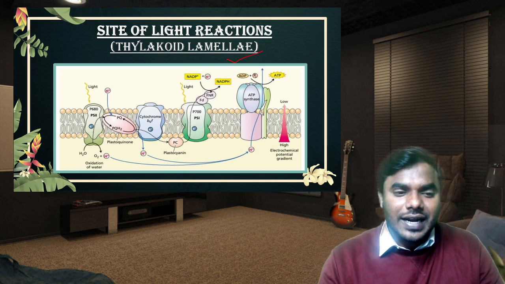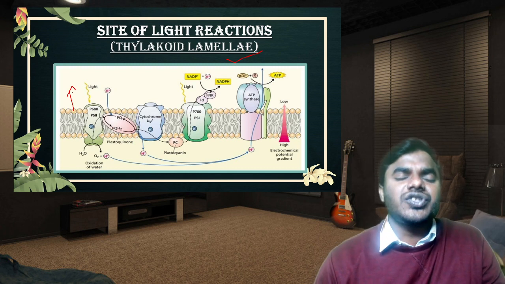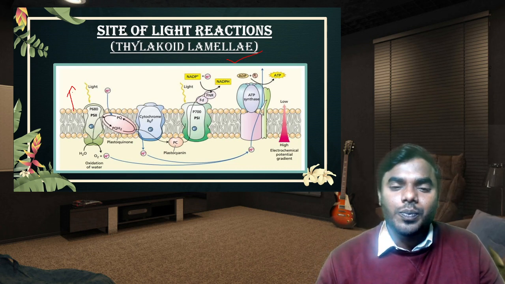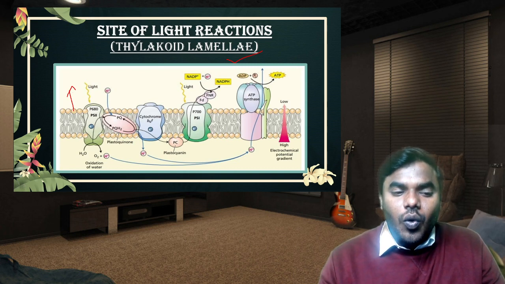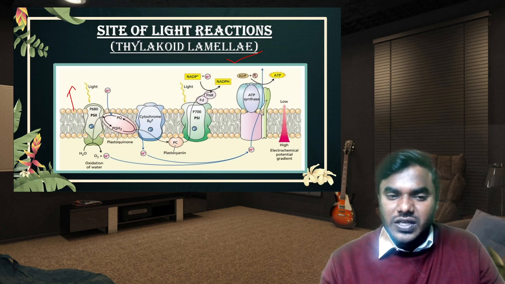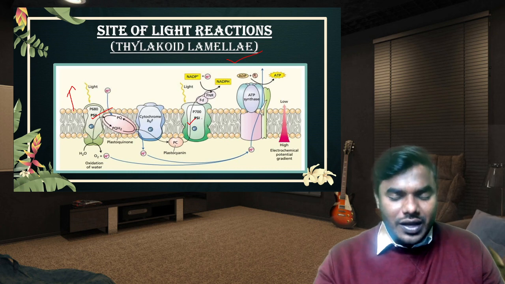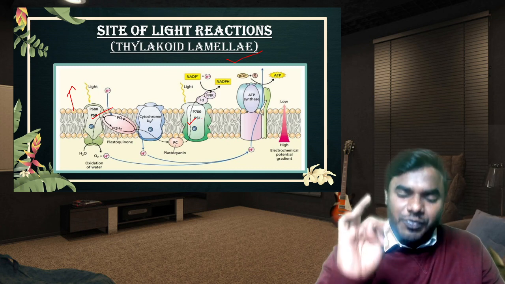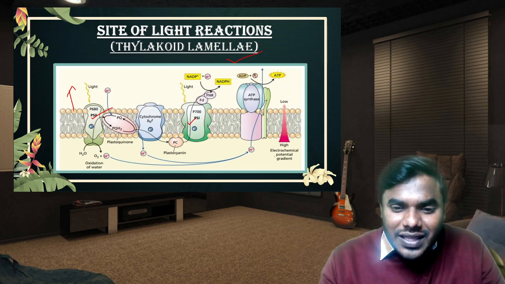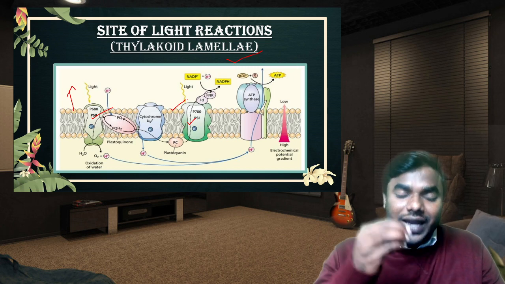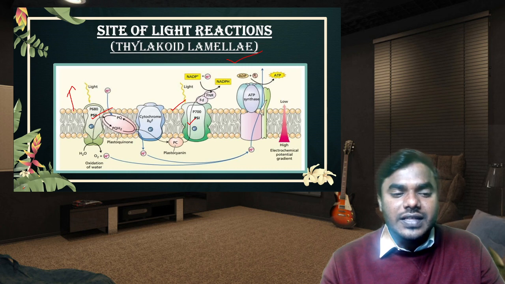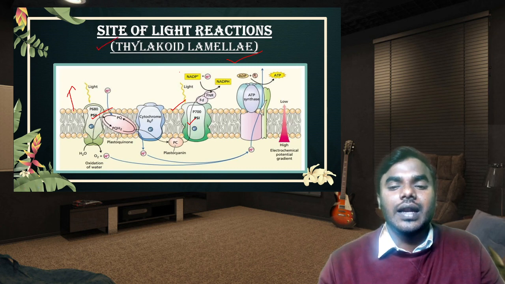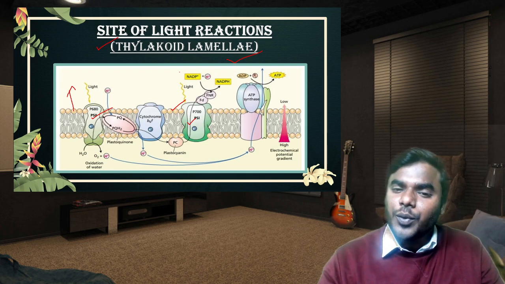Now you can ask me a question: sir, why is the site of light reactions only the thylakoid lamellae? Why is it not occurring in any other part of the chloroplast? That's a good question. The answer is that the photosystems required for photosynthesis, that is PS2 and PS1, which we are going to read in the upcoming slide, and different types of electron acceptors like plastoquinone, cytochrome b6f, ferredoxin, are all present in the thylakoid membrane only, the thylakoid lamellae only. That's why, friends, we call the site of light reactions the thylakoid lamellae or the thylakoid membrane. Please kindly do not forget this particular point at all.